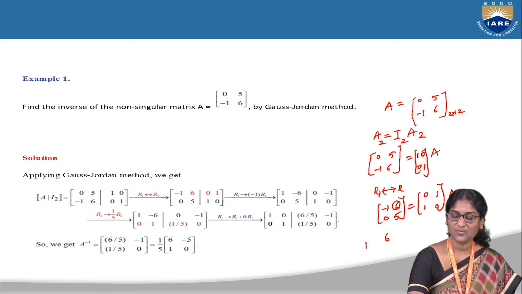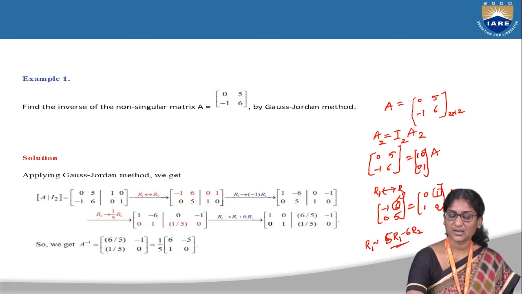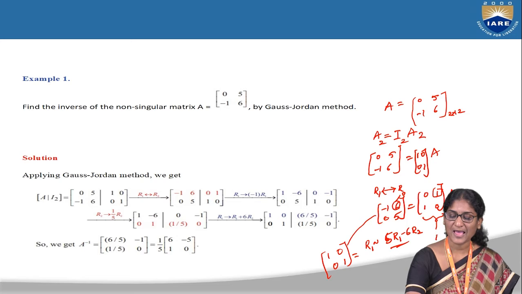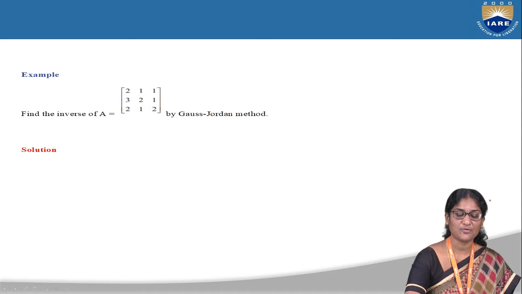Then R1 is reduced to 5R1 minus 6R2. So you convert this in terms of 0. The same operation has to be done on the right hand side also. If this procedure, after completing, completely converts the left side to the identity matrix, there you stop and see what the product is converted to, and the new product acts like an inverse for the given matrix. So that is the procedure that we follow, right?